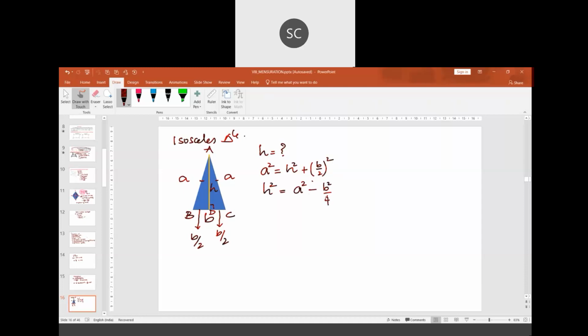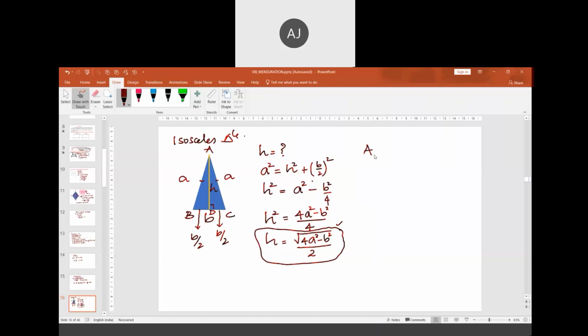Let us take LCM. So h square will be equal to 4a square minus b square, divided by 4. So h will be equal to root of 4a square minus b square divided by root 4. Root 4 is 2 units. So h is root of 4a square minus b square divided by 2. So this is the height for the isosceles triangle which is mentioned here. Sir, we have found the height.